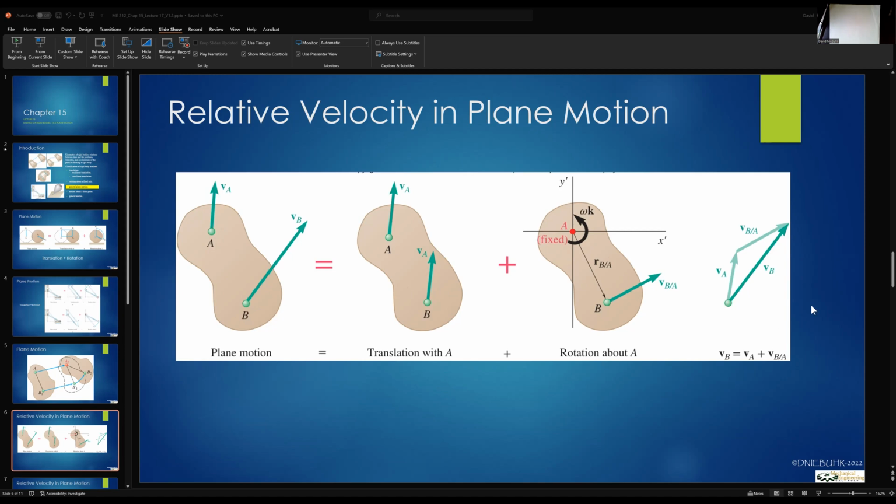If you look to the right, you can see that all three of these vectors add as expected, because we know that VB is the sum of VA plus VB relative to A. And VB relative to A is always going to be perpendicular to the line between A and B. That's an important point, because if something is fixed in space and point B is rotating about it, then the velocity is always going to be normal to that direction.